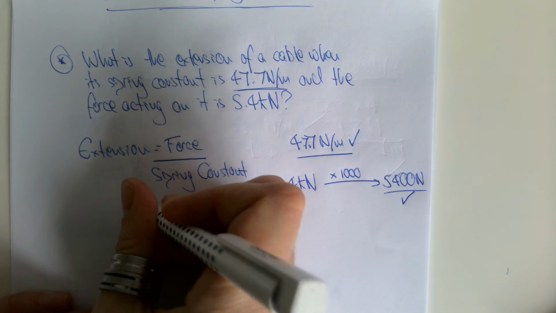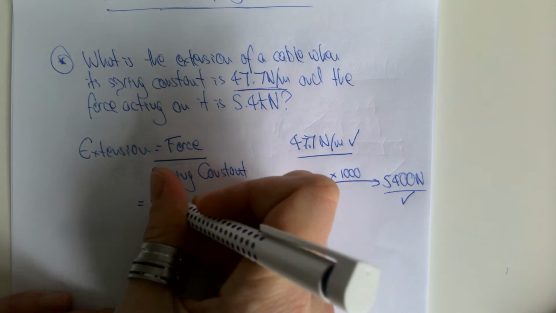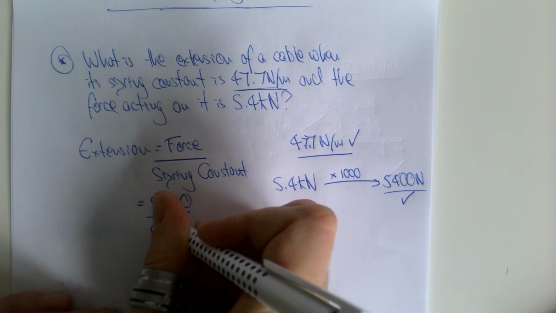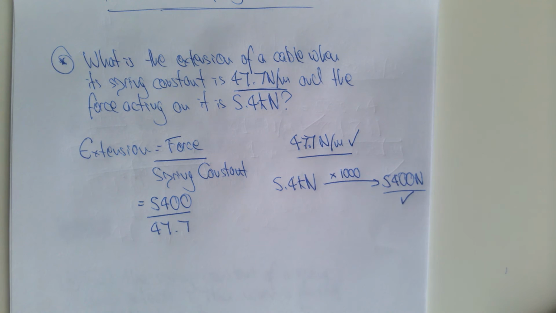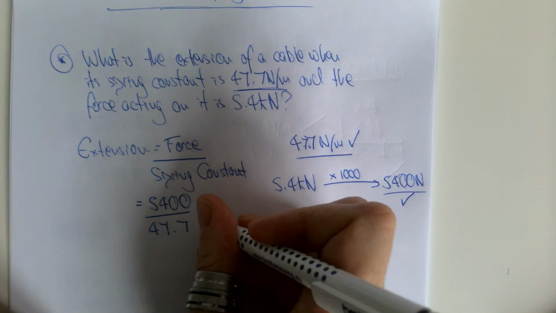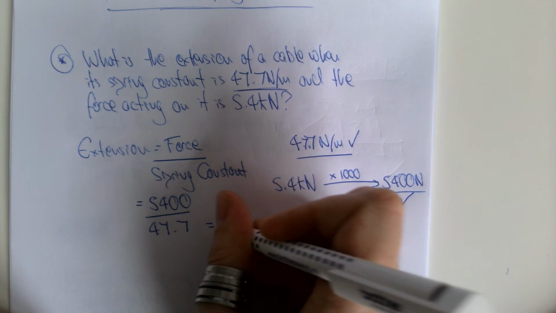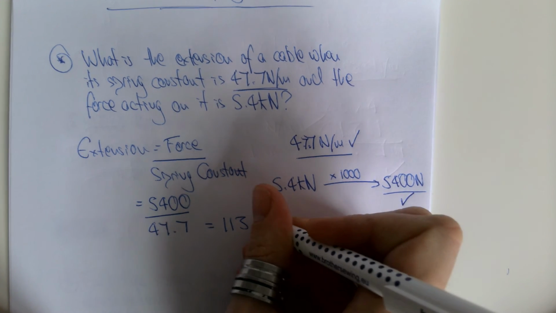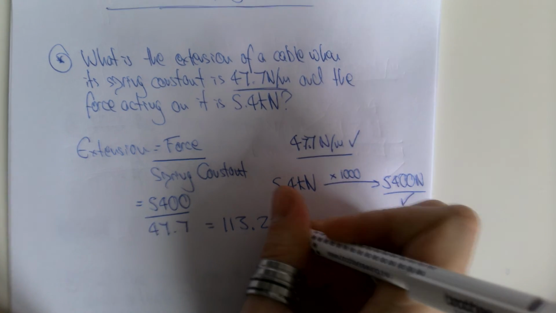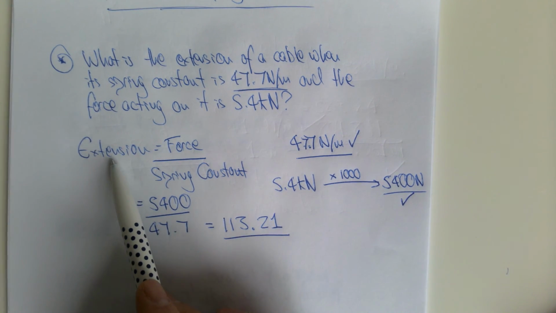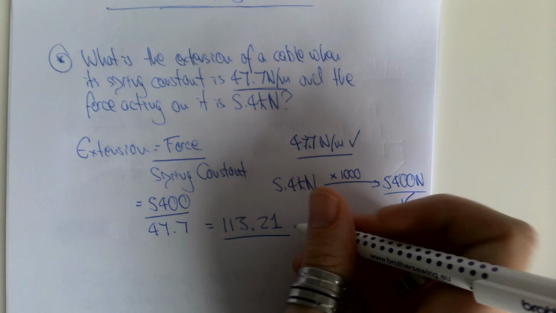Once you've done that, you've now got a measurement of force, and you've got a spring constant. So if you put them into your equation, substitute in your values, 5,400 divided by 47.7. So 5,400 divided by 47.7 gives you an answer, rounded to two decimal places, of 113.21. Now, as this is an extension, don't forget that the unit of measurement for this is meters.